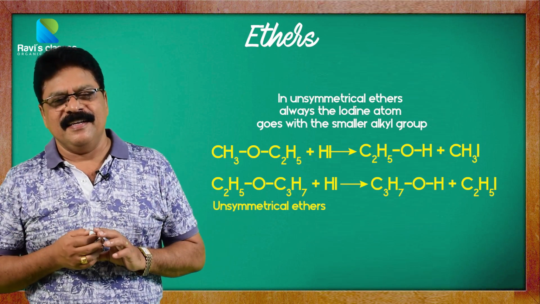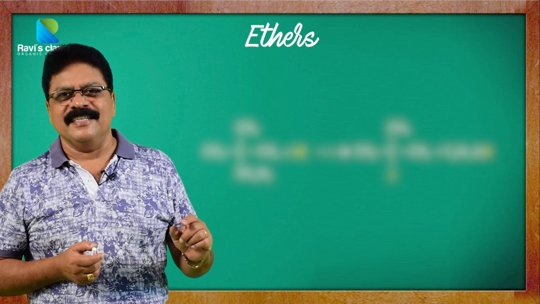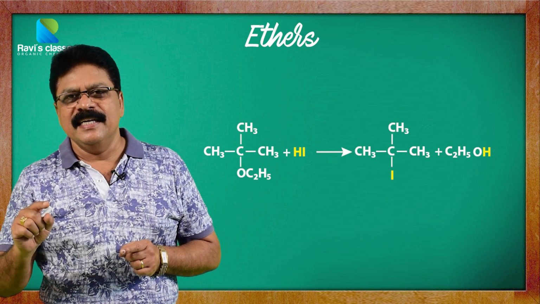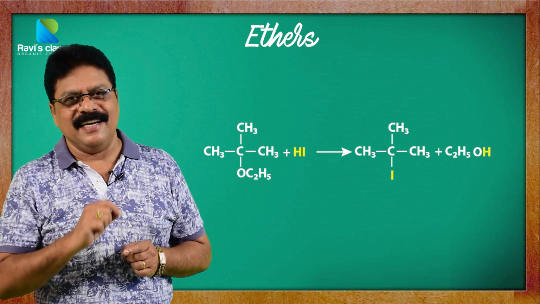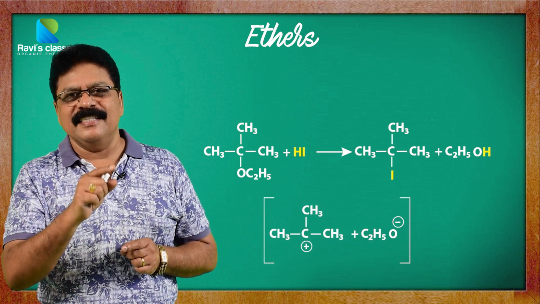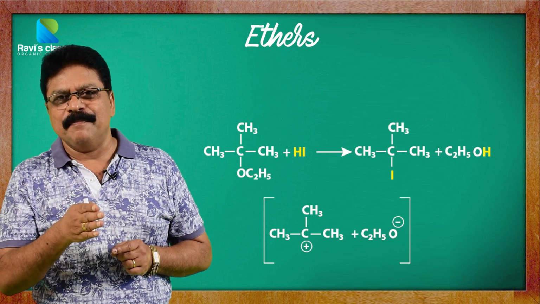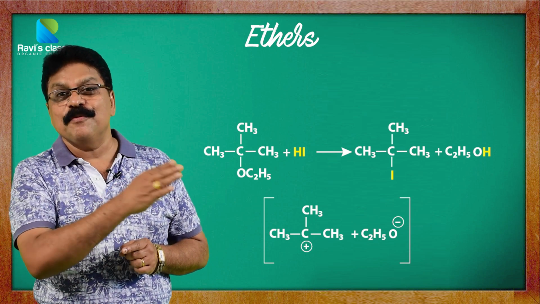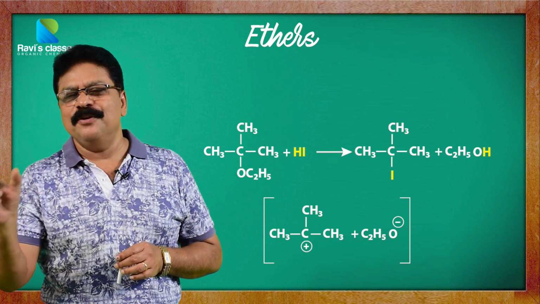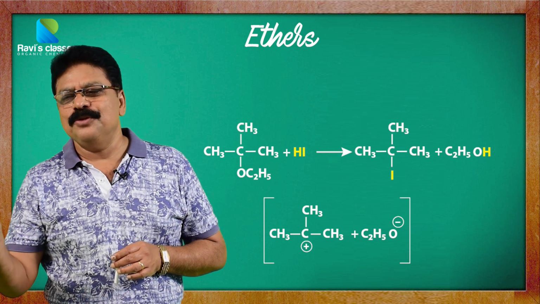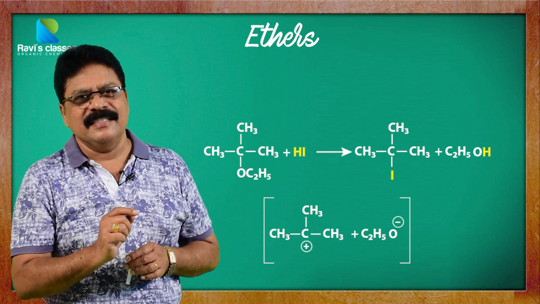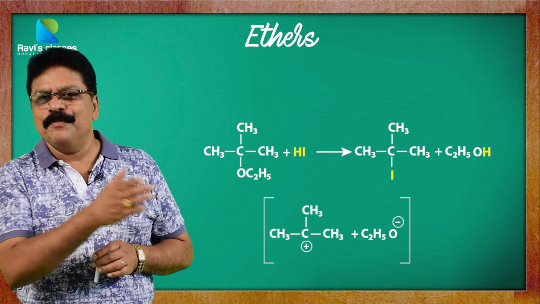Now there is one exception. That exception is with what? A tertiary ether. Suppose you take (CH3)3C-O-C2H5. Here the iodine is found to go with the larger alkyl group and not with C2H5. The reason for this is, in a tertiary ether, the cleavage will take place in such a manner that it results in the formation of a more stable carbocation. So you get (CH3)3C plus and C2H5O minus. C2H5O minus will take up the H from the HI, and iodine will go to the larger alkyl group. The reason for this is the more stable carbocation.